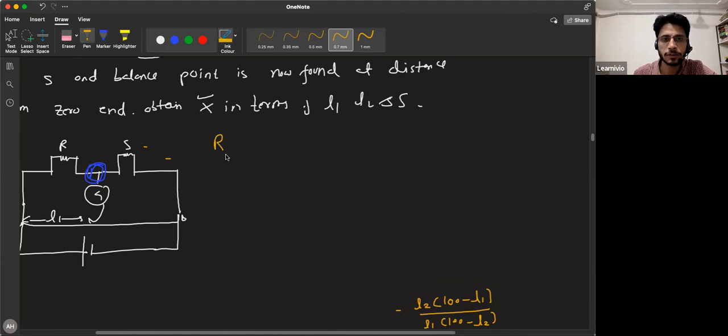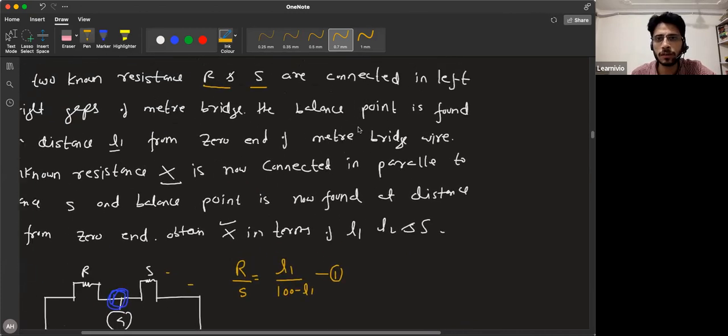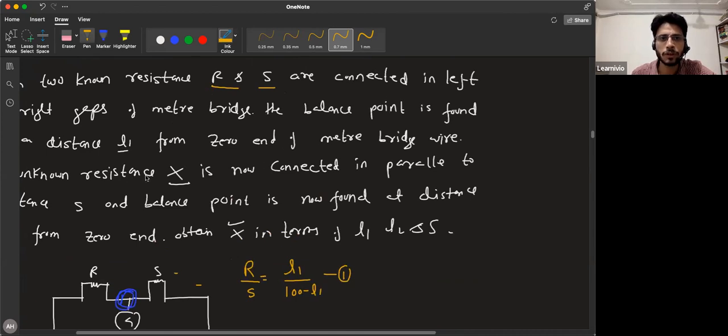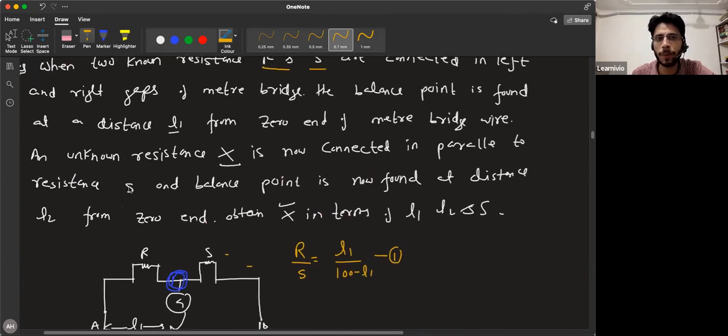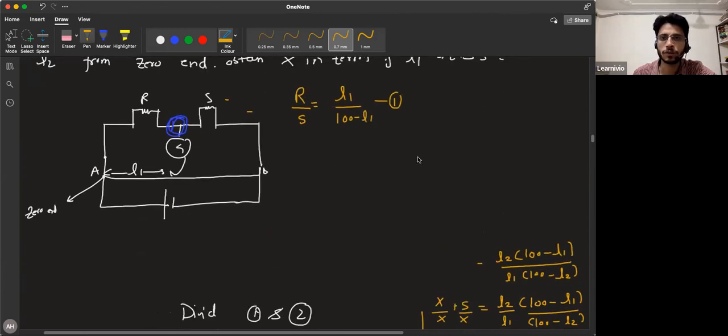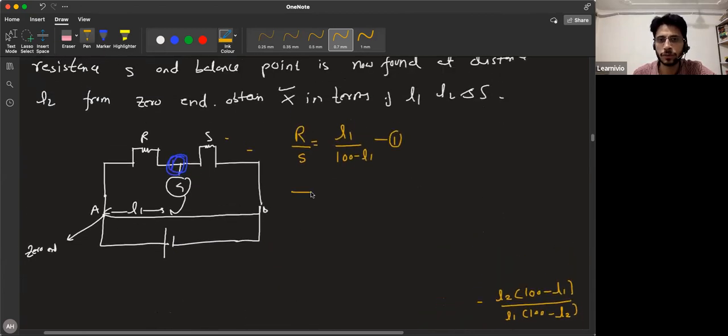So R by S is L1 by 100 minus L1. On the left gap, you have resistance R. In the right gap, you have resistance S. Balancing length is L1. That's my first equation. Next, what we did is the meter with unknown resistance X is now connected in parallel to resistance S. So now the bridge will look like this.